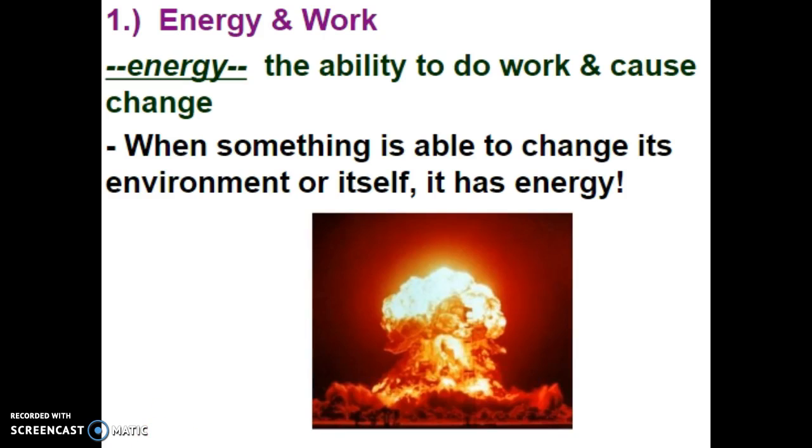So energy is the ability to do work and to cause change. So when something is able to change its environment or itself, then that object has energy. And energy will transfer from object to object.